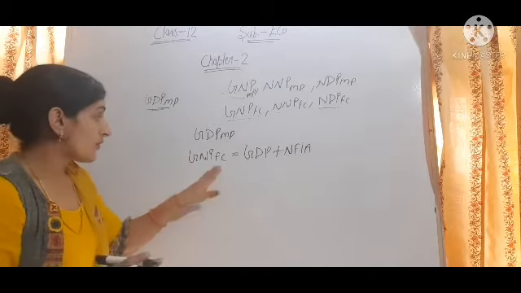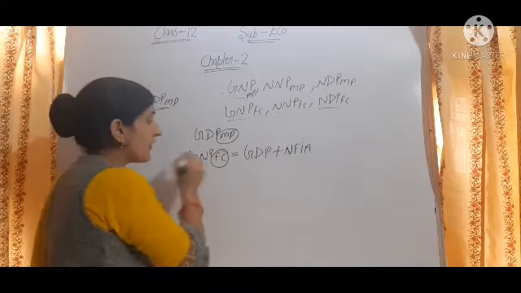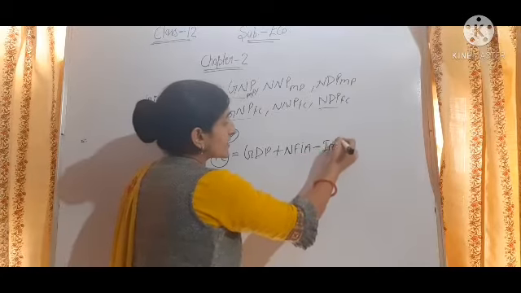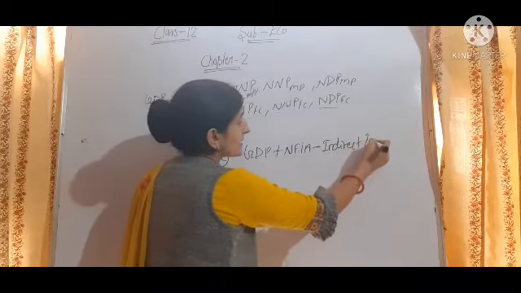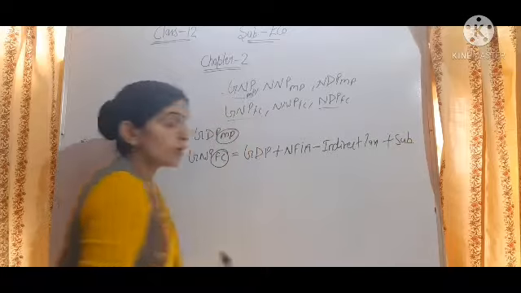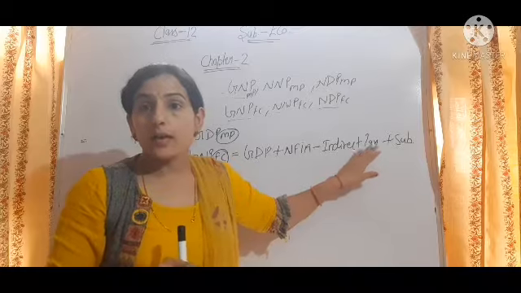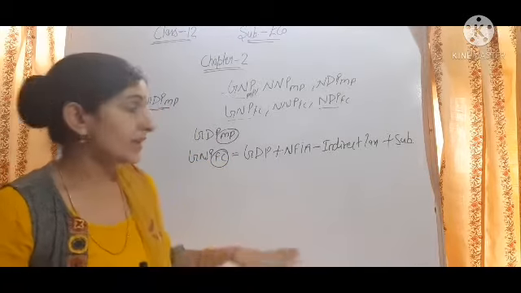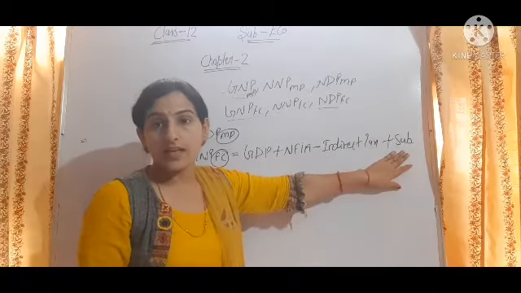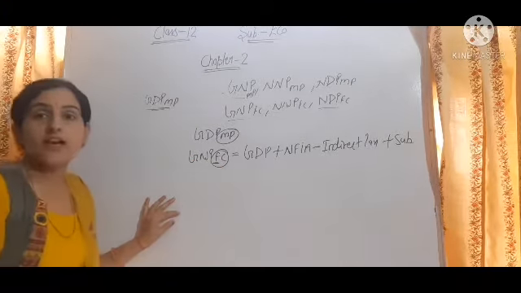Okay, so factor cost. To convert this market price into factor cost, we will exclude indirect taxes and we will add subsidy, because subsidy is given to the producer and indirect taxes are imposed on the prices of goods. So indirect taxes will be excluded and subsidy will be included. So MP will become FC, factor cost.